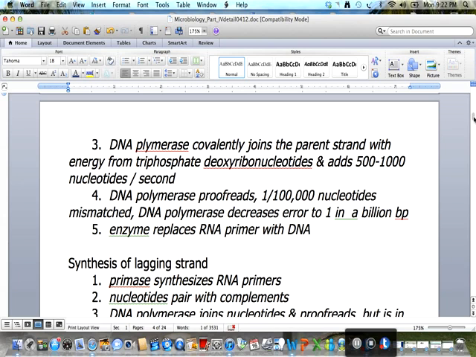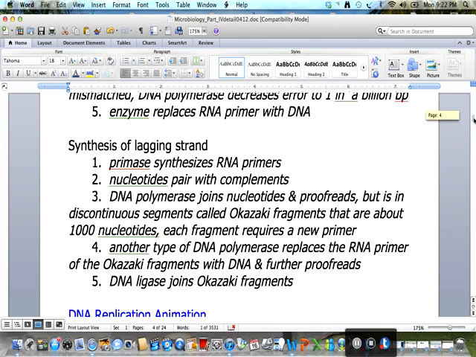There may be errors at this rapid rate, so DNA polymerase proofreads the strand. About 1 in 100,000 nucleotides are mismatched, but after DNA polymerase proofreads, the error rate decreases to about 1 in 1 billion base pairs. Finally, the enzyme replaces the RNA primer with DNA.